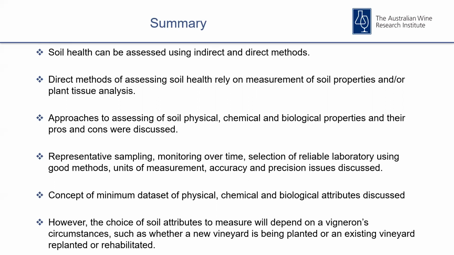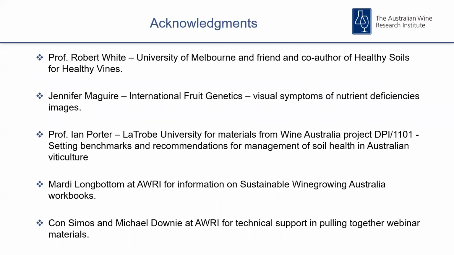I tried to introduce to you today, and again, it's a summary of a fair bit of work that was done probably about 5 years ago now, the concept of this minimum data set of those physical, chemical, and biological attributes that you might consider measuring on a routine basis. And the other thing is there's no one size fits all. The choice of soil attributes to measure will depend on a vineyard's circumstances as to whether you're looking to establish a new vineyard or whether you're looking at monitoring the existing or re-establishing a new vineyard as well. So that probably summarises the technical parts of the presentation.